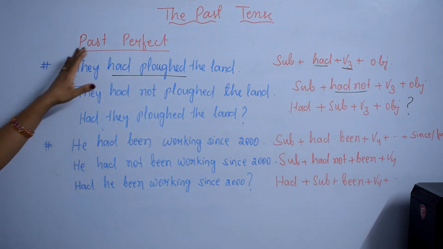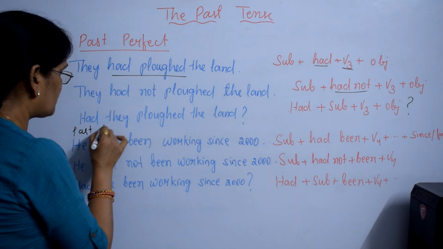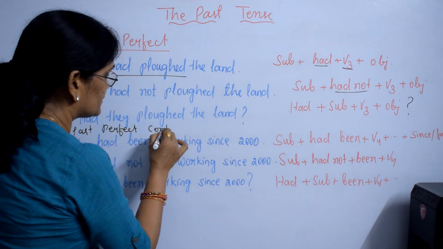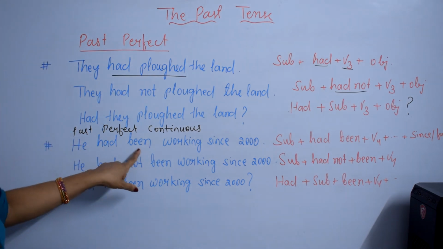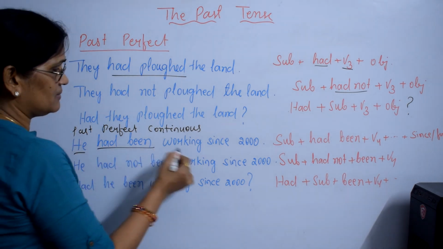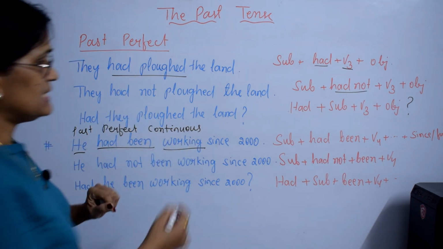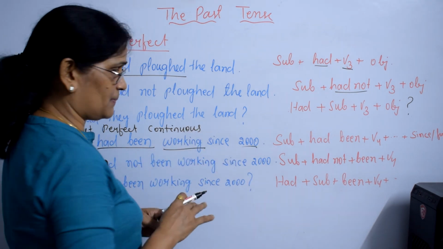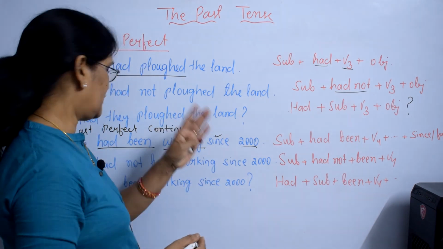Then past perfect continuous. Structure for past perfect continuous: subject, he had been V4, working. Had been working since or for any time, period of time or point of time. After since, point of time. After for, period of time.